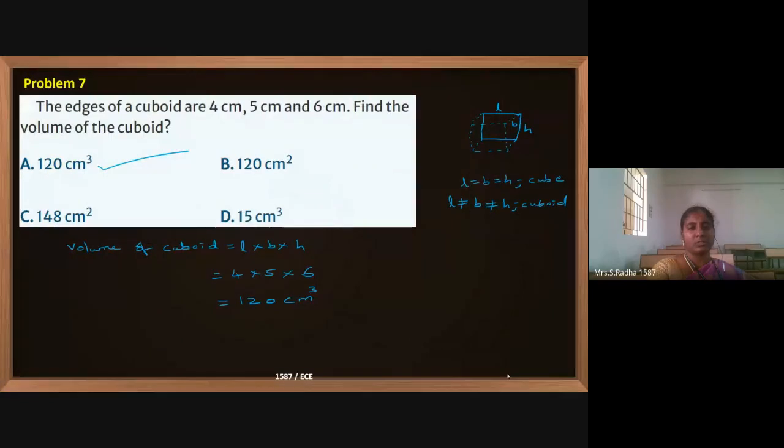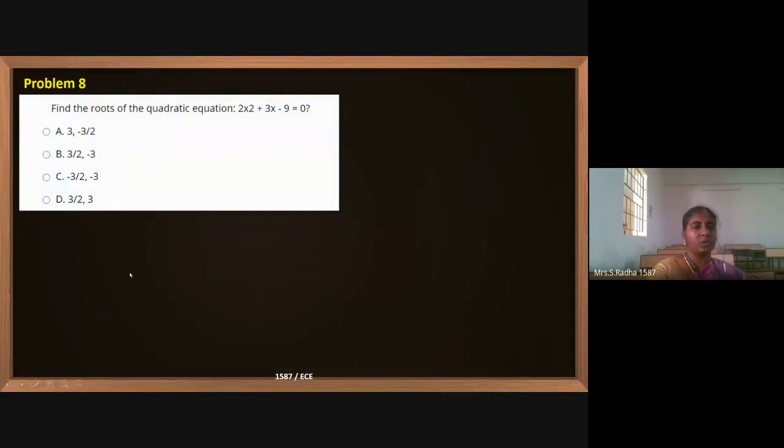I am going to the next problem. Find the roots of the quadratic equation. So the equation here, it is a typing mistake. It is 2x square plus 3x minus 9 equal to 0. Find the roots. This is the given equation.